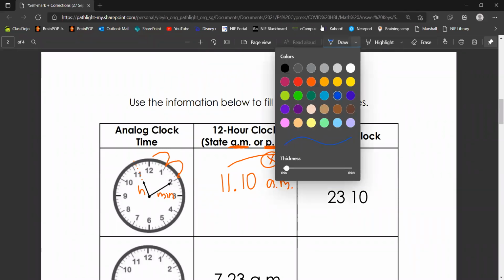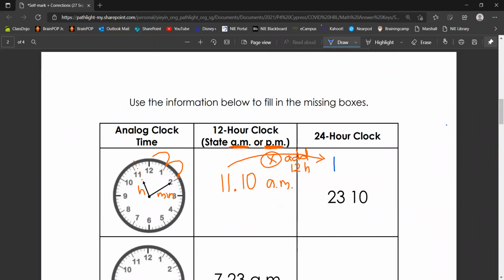It will be 11:10 without the AM, because this 11:10 would tell me that it is already in the morning. Otherwise, we will add 12 hours to the clock. So I do not need to write the AM. I'm going to erase it. But this is not what the question gave us, because the question says in the 24-hour clock, it will be 23:10. So this is not the correct answer.